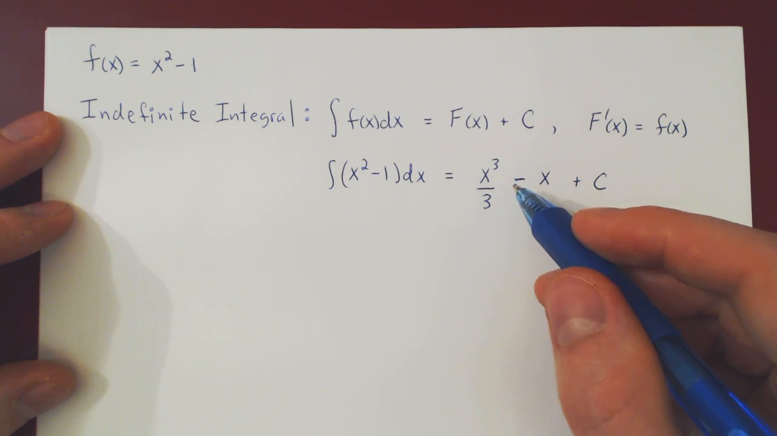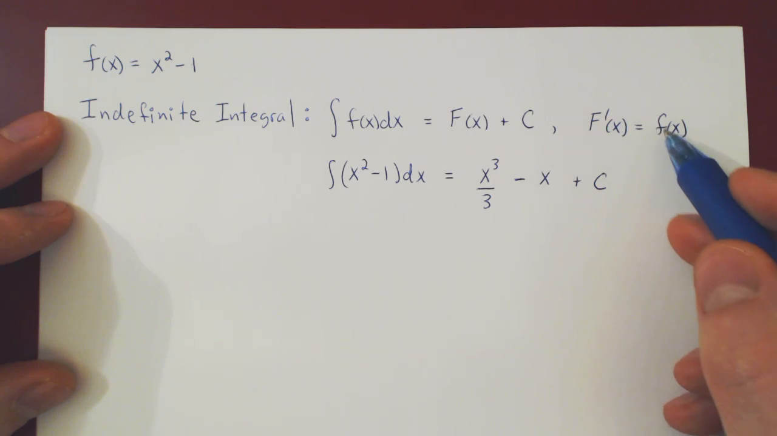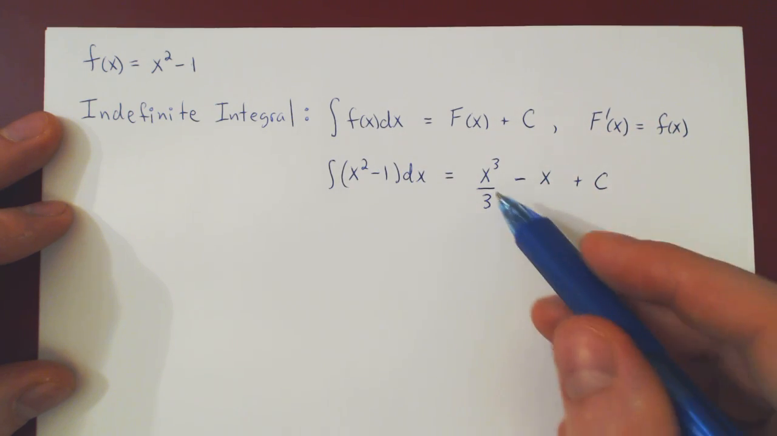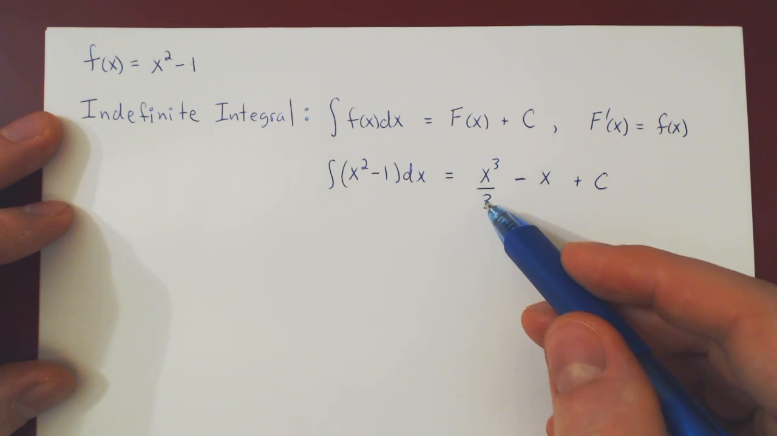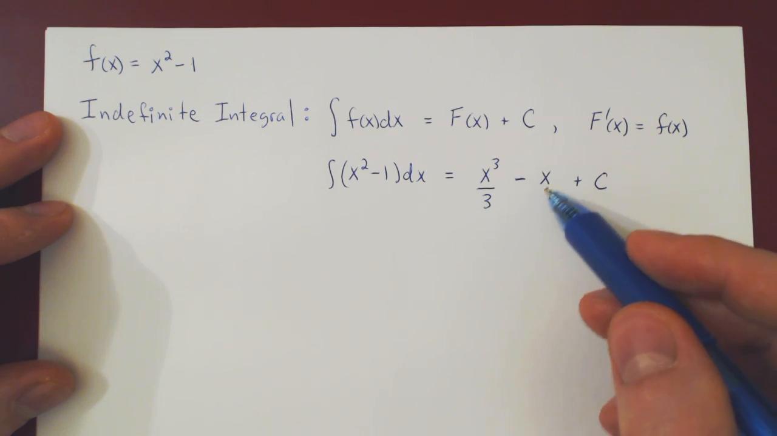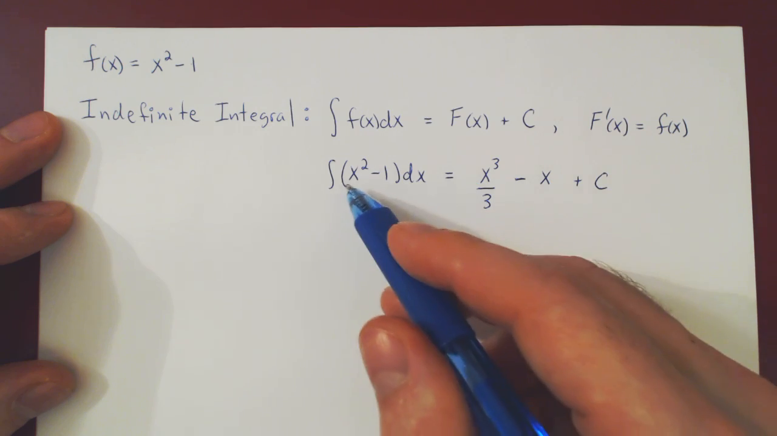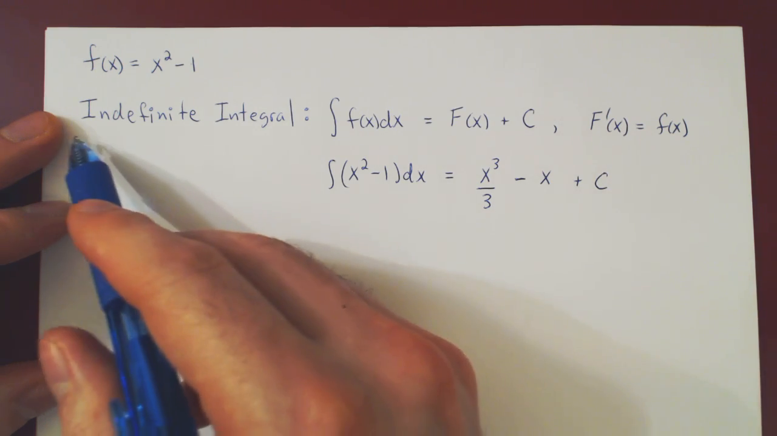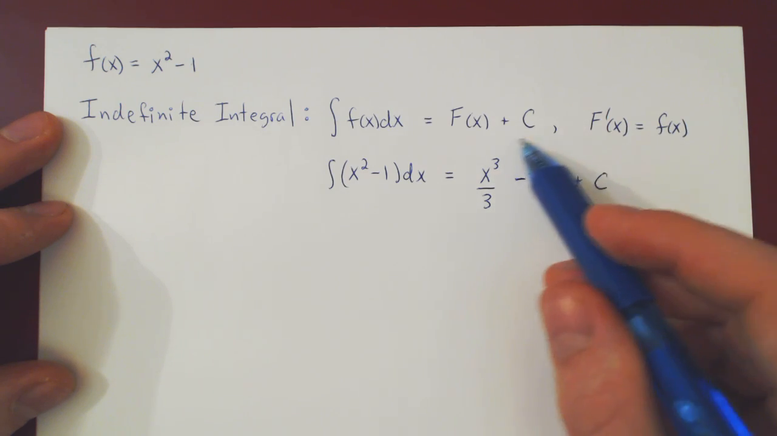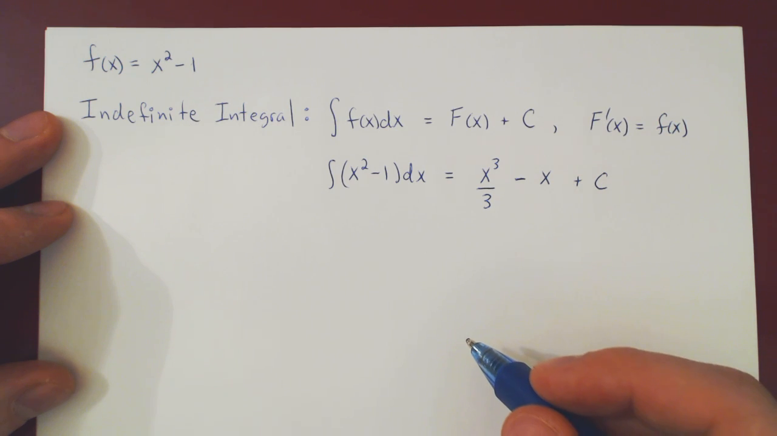And we can easily verify our answer, right? The derivative of our answer should be the original function, which here is x squared minus 1. If you differentiate x cubed over 3, you get x squared, check, minus the derivative of x will give you 1, check. So we have here an antiderivative of x squared minus 1. And that is the indefinite integral. And we say indefinite as there are an infinite number of antiderivatives because of the arbitrary constant c.